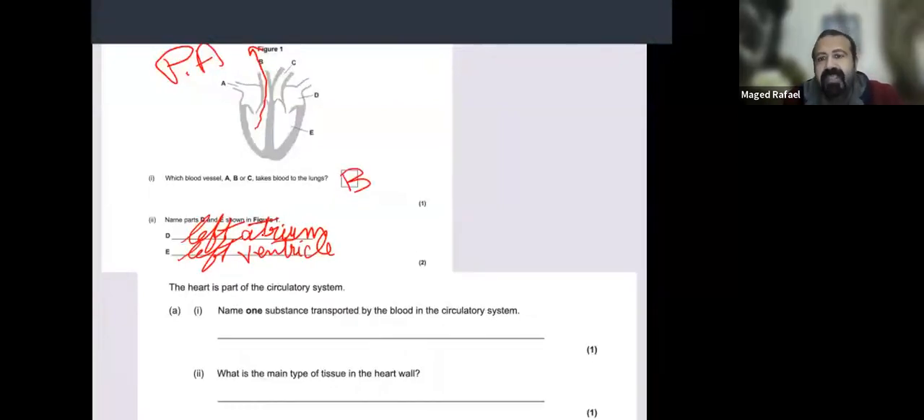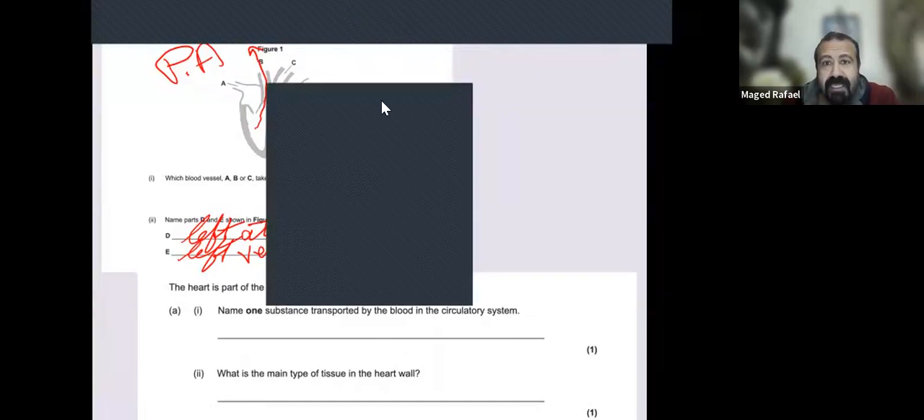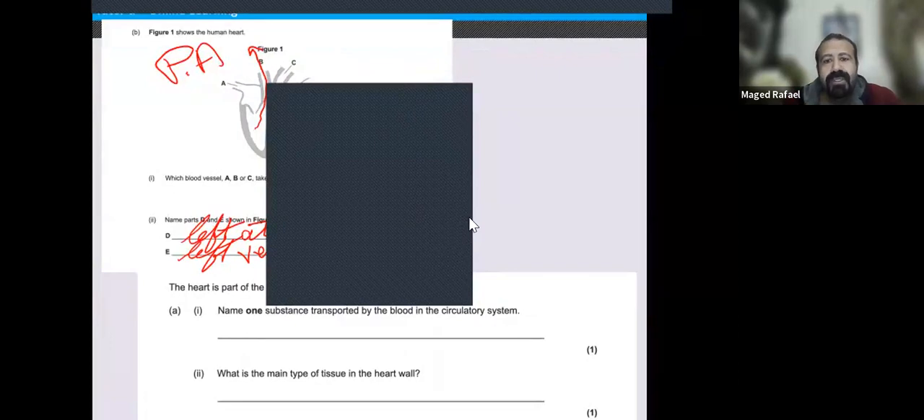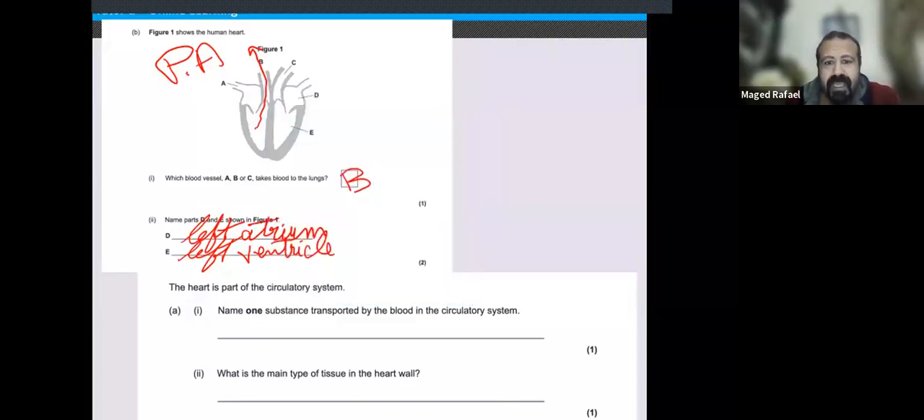The heart is part of the circulatory system. Name one substance transported by the blood in the circulatory system. Any substance transported by the blood in the circulatory system. What do you think? Any substance. It could be chemical substance, and we have a lot of chemicals. Okay, fine. A lot of you wrote oxygen. Some of you wrote sugar, but I think it will be more professional or more biological if we wrote glucose. Yes, Rakan, glucose, perfect. Okay.